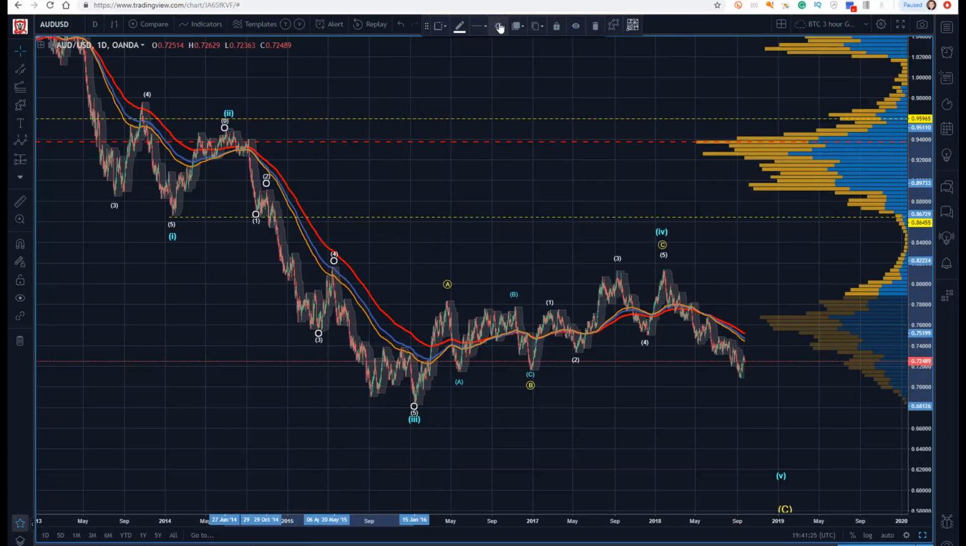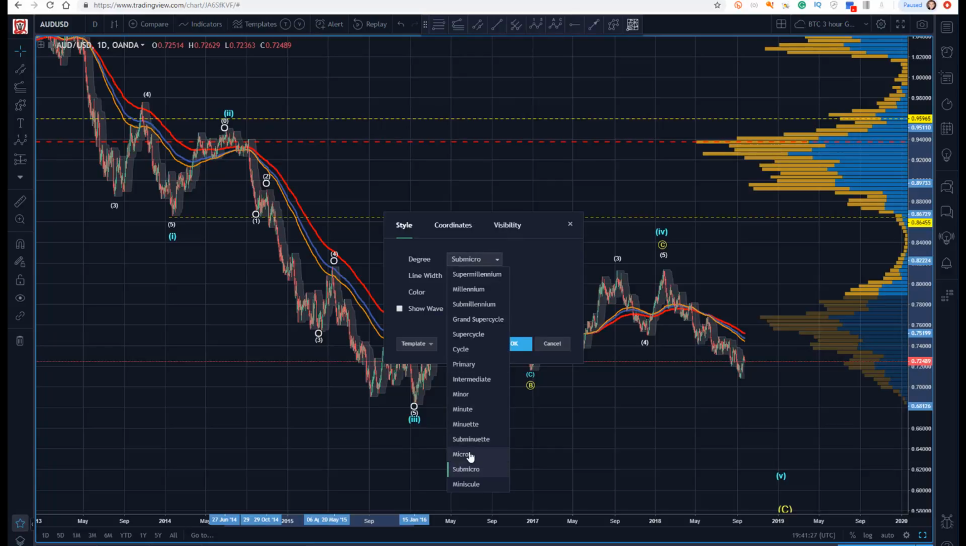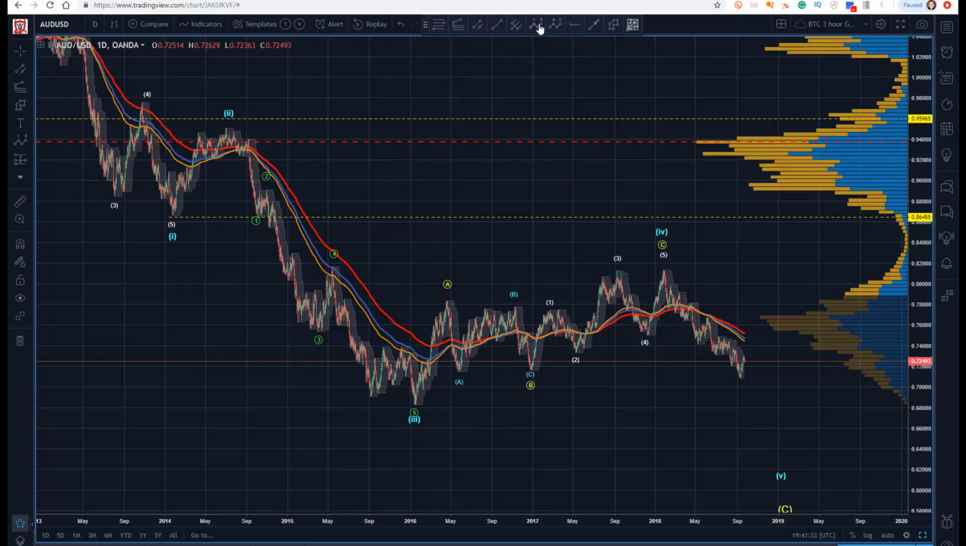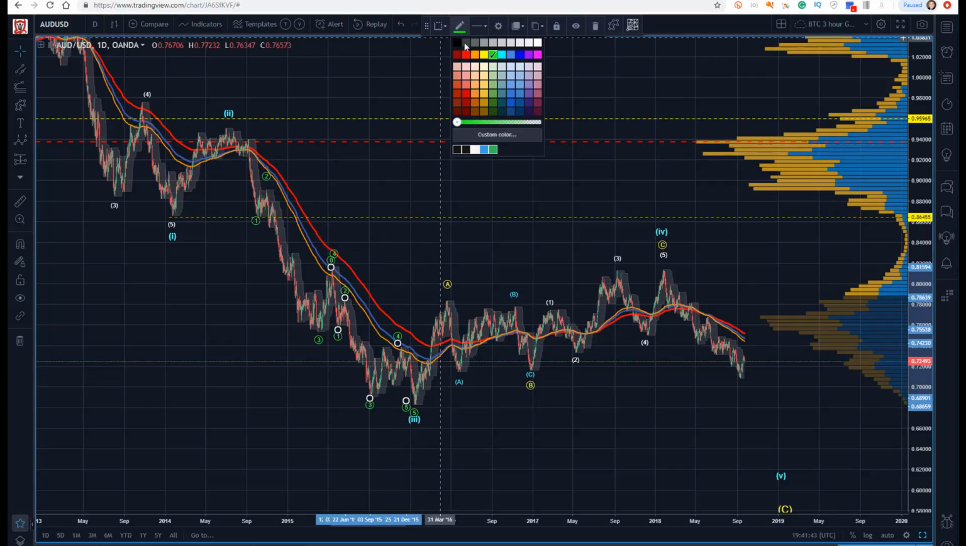So actually, here's how I would do it. Remember, now we're just on a daily. So I would go to micro there. Let's put that in green. And then you can see it coming down here. So from here, we get 1, 2, 3. Does that get a new high? Yeah, so there we go. And then we come down for the 5. Let me put that in white.